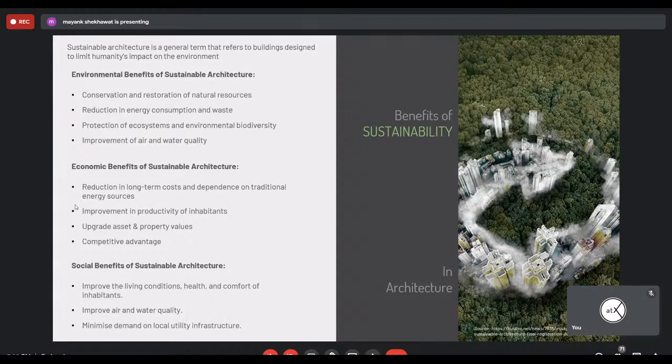Also, there's something that I've not mentioned here. I didn't know if I should put it in economic benefits or structural benefits, but really if you're going sustainable, a lot of municipalities or city regulations sort of let you slide by on a few things if you're making the building sustainable. As simple as they might let you increase your building or buildable area if you're using all sustainable strategies. So that's also a negotiation that you can have with the city. Finally, the social benefits include improved living conditions, health and comfort for inhabitants, and improved water and air quality, which is again also a part of the environmental benefits.